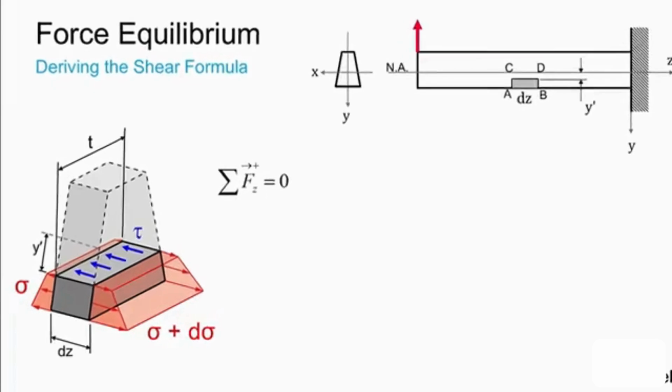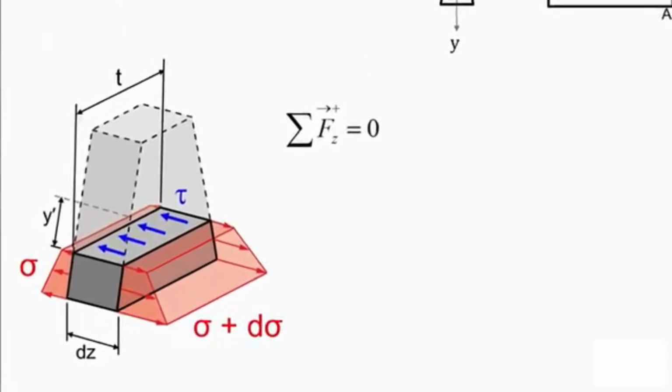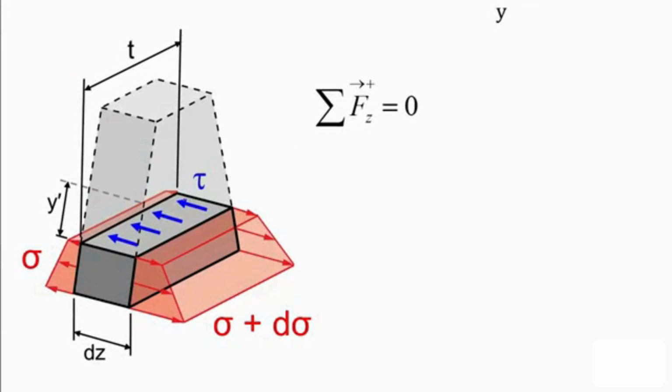So let's look at the resultants of our three different stress distributions. First, let's look at tau. So tau is uniform as per our assumption on this face, and it acts upon this face that has a depth of dz and a width of t. So this becomes our resultant due to our shear stress distribution.